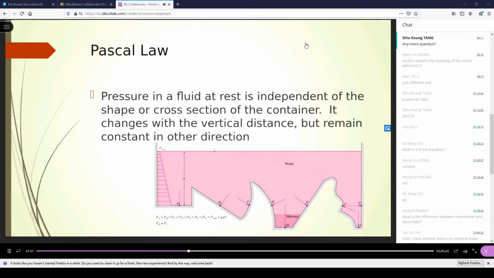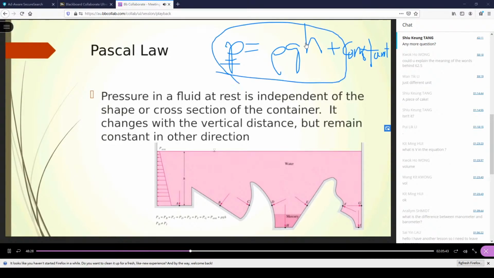Now remember, from now on, I would like you to memorize this: P equals rho gh. Now P represents the change in the pressure, of course plus a constant here, which is atmospheric pressure usually. But in general, just memorize this: P equals rho gh.